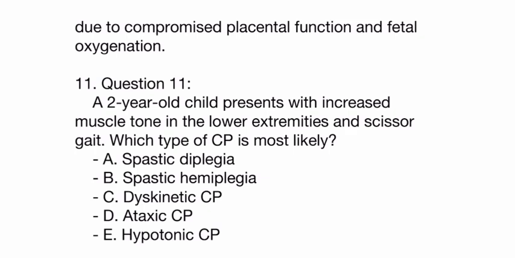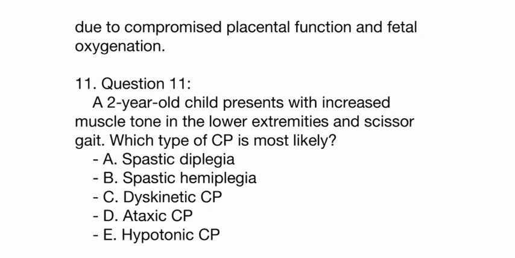Question 11. A 2-year-old child presents with increased muscle tone in the lower extremities and scissor gait. What type of CP is most likely? So we have a 2-year-old presenting with increased muscle tone in the lower extremities and scissor gait. Which one causes increased muscle tone? A, spastic diplegia. B, spastic hemiplegia. C, dyskinetic CP. D, ataxic CP. E, hypotonic CP.